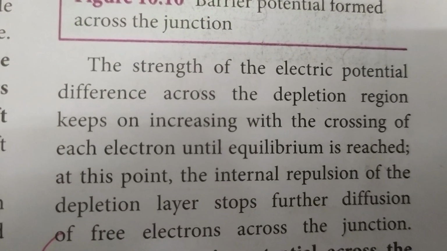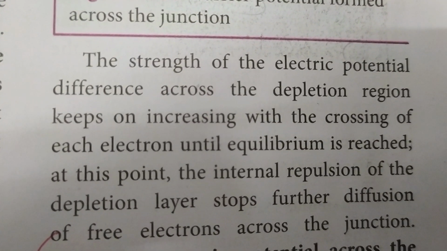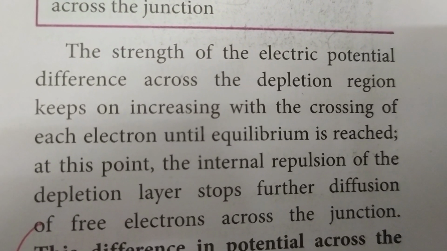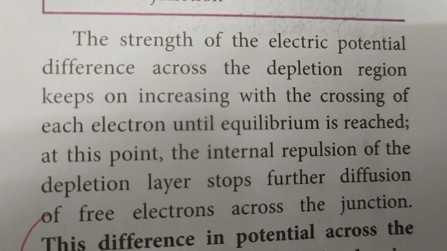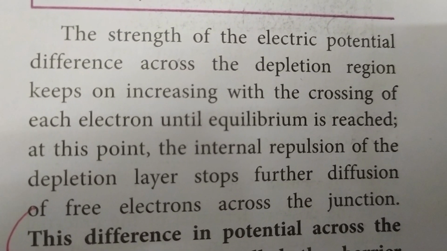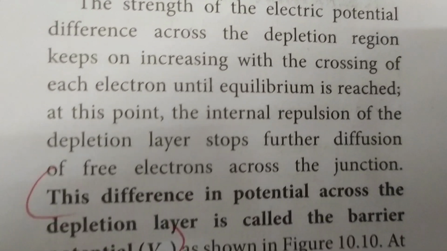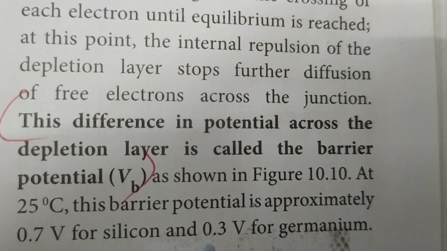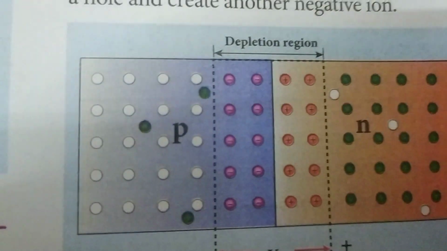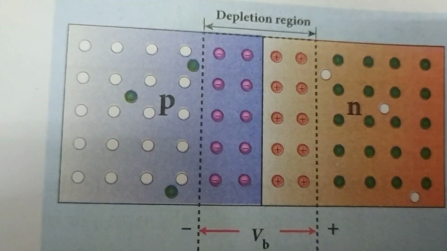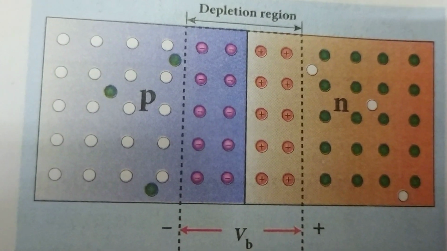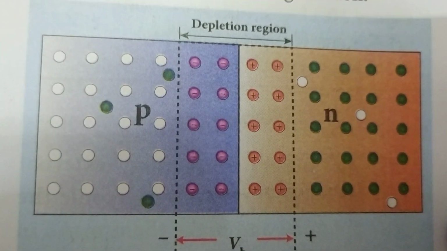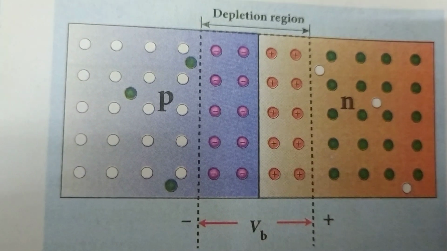When you give the electric potential difference across a depletion layer, it keeps on increasing with the crossing of each electron until equilibrium is reached. So there is a particular time after which the internal repulsion will stop, and the difference in potential across a depletion layer is called barrier potential, and that is called VB. In this diagram you have negative ions in the p-type and positive ions in the n-type. These positive ions and negative ions set up a potential difference, and this is called barrier potential.